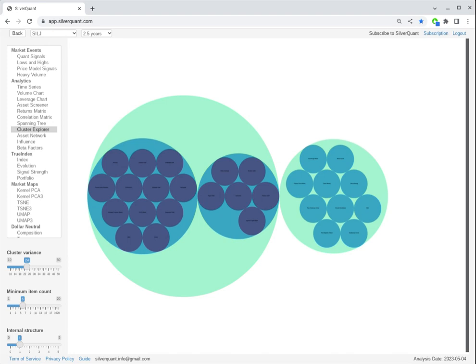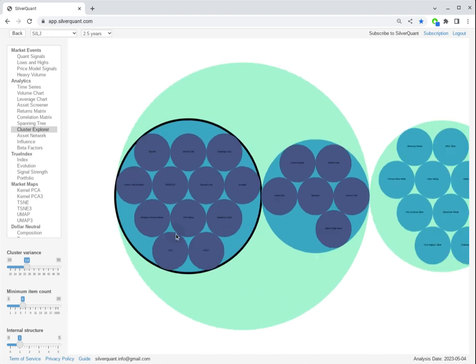Now, like all of the analyses, Cluster Explorer is focused 100% on quantitative statistical analysis of actual market data. Today we're using 2.5 years of history, and let's just dive right in. We could see we've got a few top-level clusters that have been identified using our default clustering parameters. Let's zoom in and have a closer look.